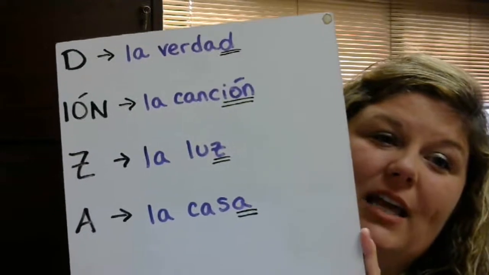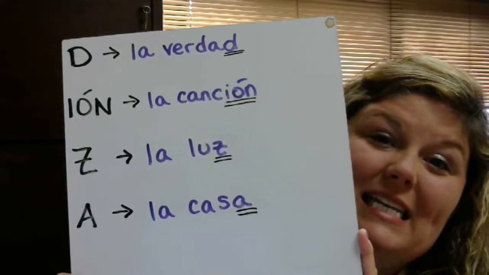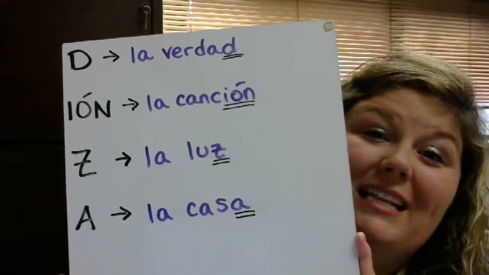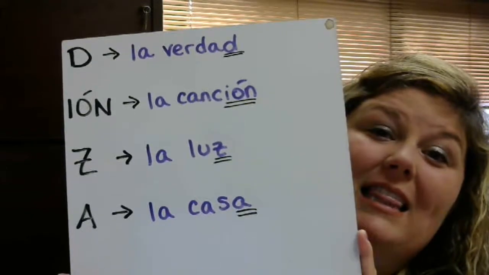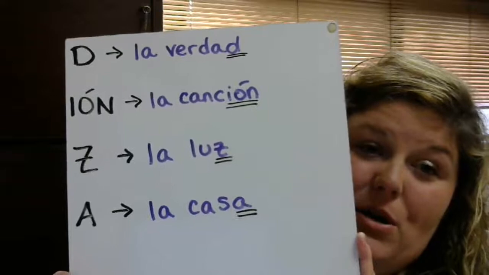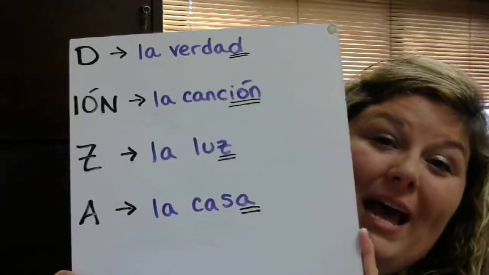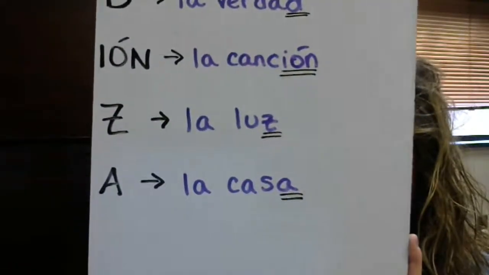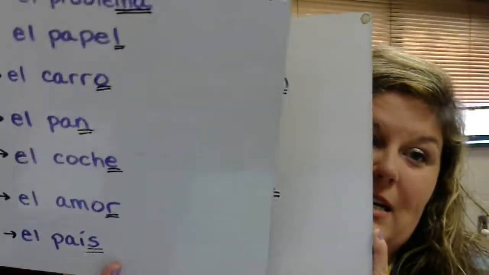So let's take a look at D. If a word ends in D, it's probably going to be feminine, like la verdad. La verdad means the truth. It ends in D, so it's a feminine word. I-O-N.